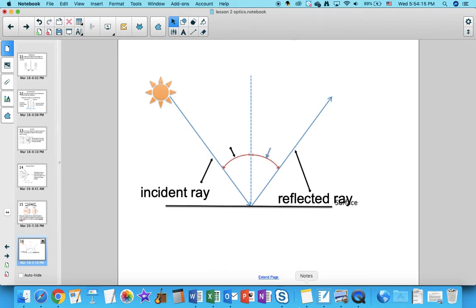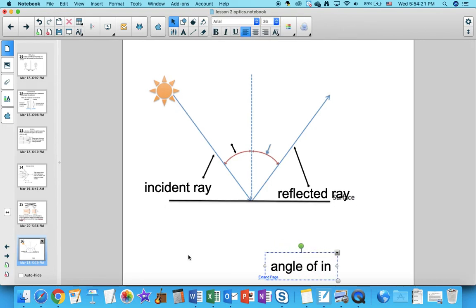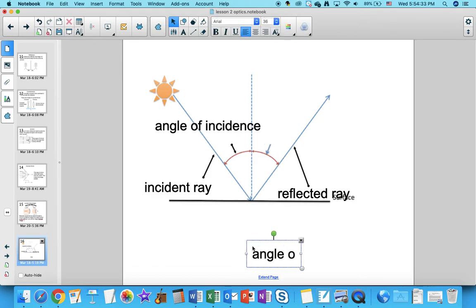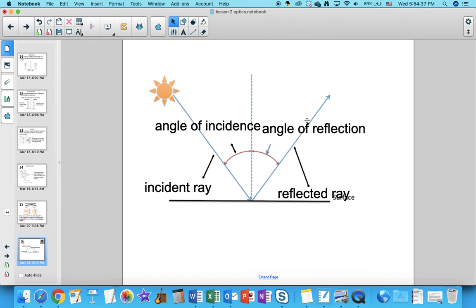Right? Well, if this is the incident ray, and we're looking at this angle, this is the angle of incidence, right? The angle of incidence is this. And this must be the angle of reflection. And so it's important to know these key features because I'll show you a ray diagram and ask you to label the key arrows.